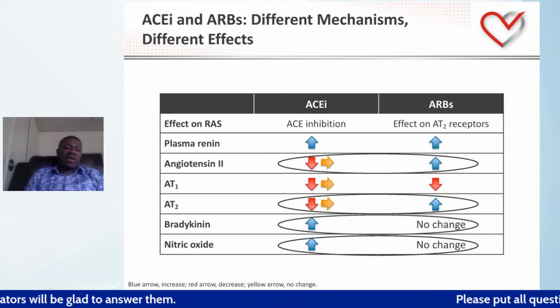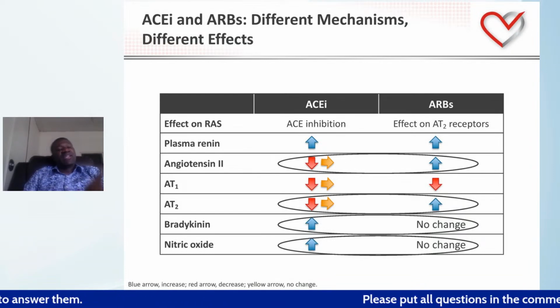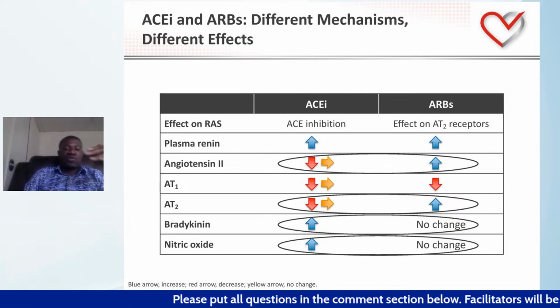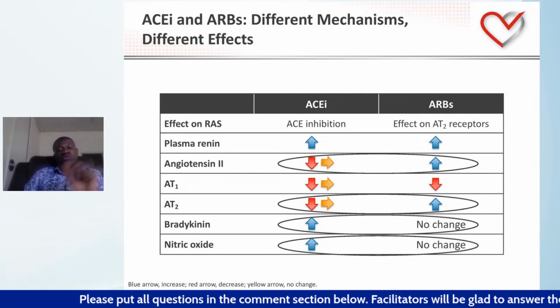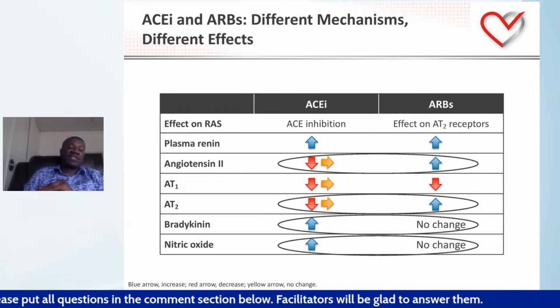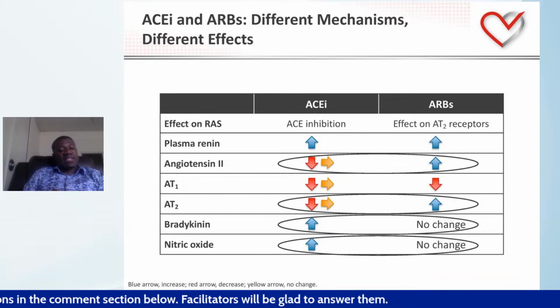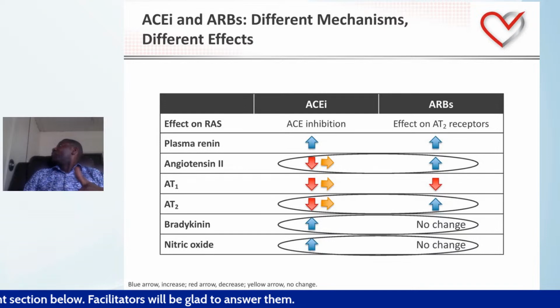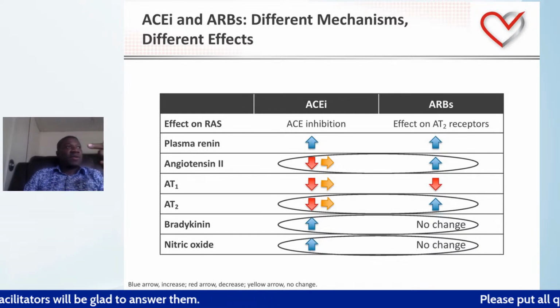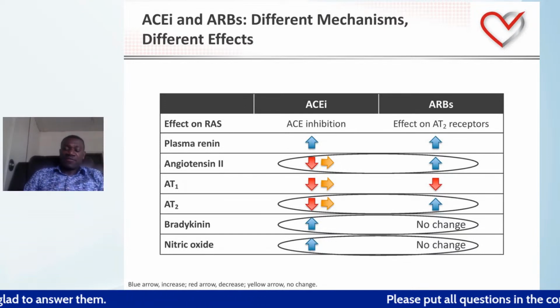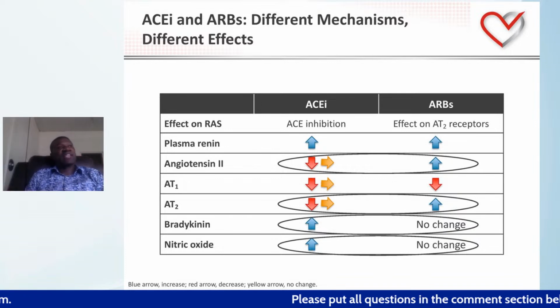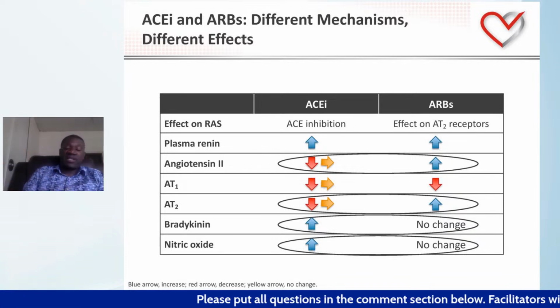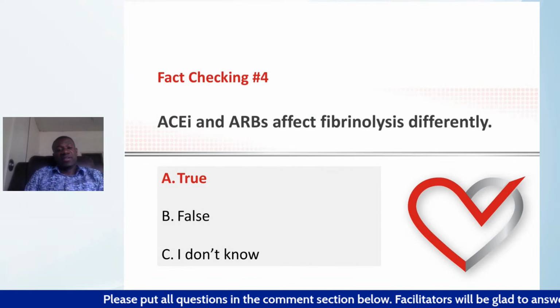So all these we've spoken about. By the end of the day, you get increased bradykinin with the ACE inhibitors, and also nitric oxide going up on the side of the ACE inhibitors, while there's no change when it comes to ARBs. And therefore, nitric oxide begins to promote endothelial function, whilst on the other side, ARBs don't seem to do much when it comes to endothelial function.